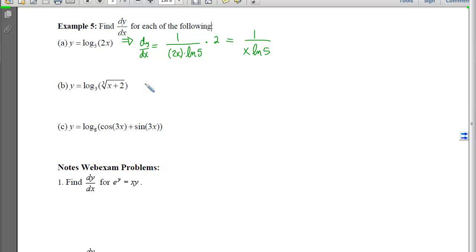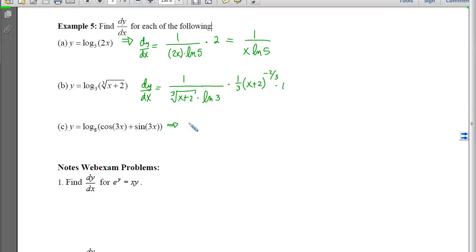With this one, my dy dx, the first thing I hit is the log. So the log does 1 over whatever's inside of it times the log natural of the base. And then I must multiply by the derivative of the inside. Since that is a third power, I'm going to apply the power rule. And then multiply by the derivative of the most inner inside, which is a 1. And I'll just let you leave it like that.